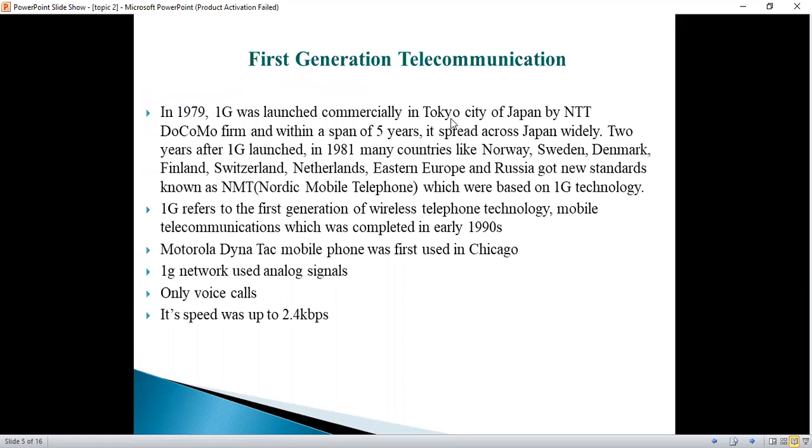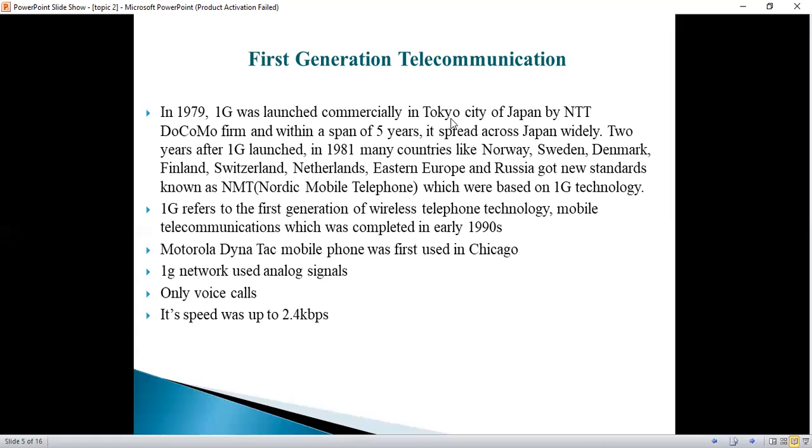Now we have come to the first generation. First generation of telecommunication, we will just learn theoretically now. After that, in the next topic, we will learn their operation and design. So now we have first generation telecommunication.